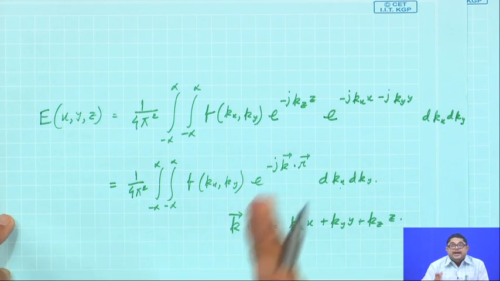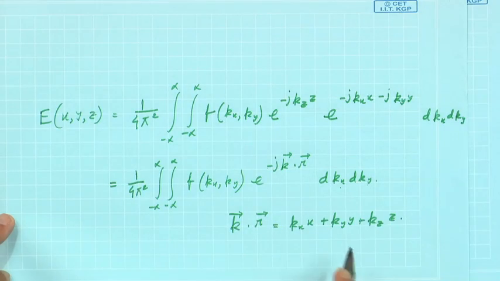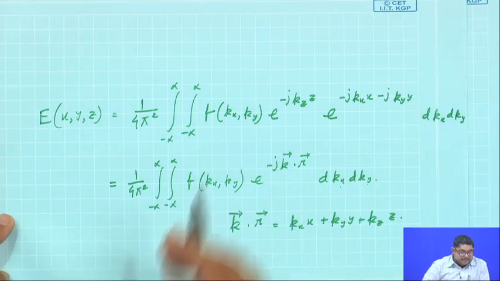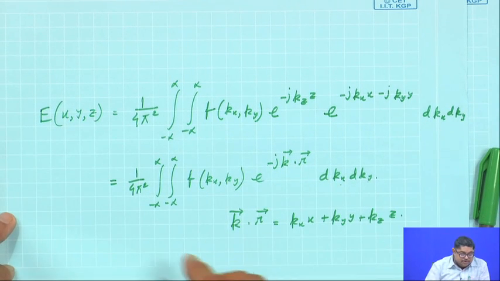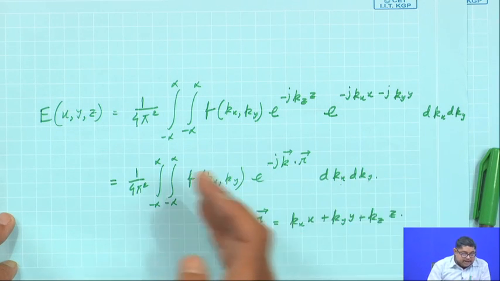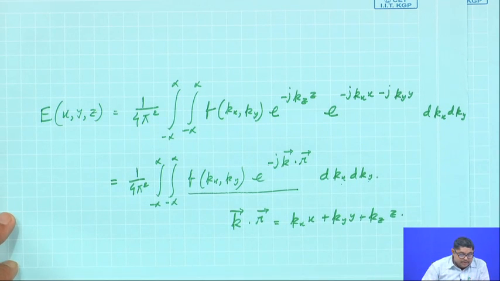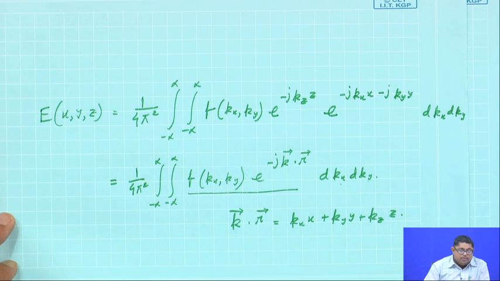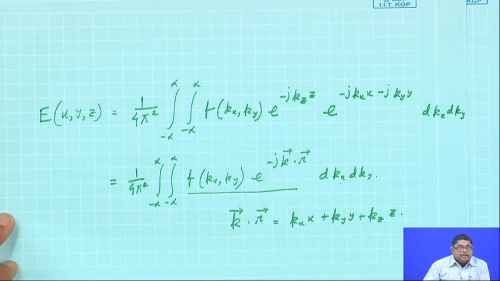So, this is a spectrum, because this k_x, k_y is nothing but our spatial frequencies. So, I can say that the radiated field in the z greater than 0 zone can be represented as a spectrum of plane waves, because this one is a plane wave with vector amplitude f propagating in the direction of the propagation vector k. Okay.